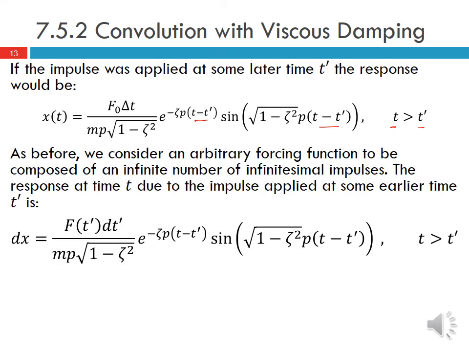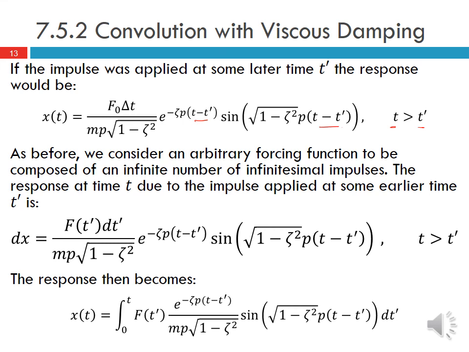As before, if we consider an arbitrary forcing function to be composed of an infinite number of infinitesimal impulses, the response at time t due to the impulse applied at some earlier time t prime is given by this. And the response then becomes this integral from 0 to t.